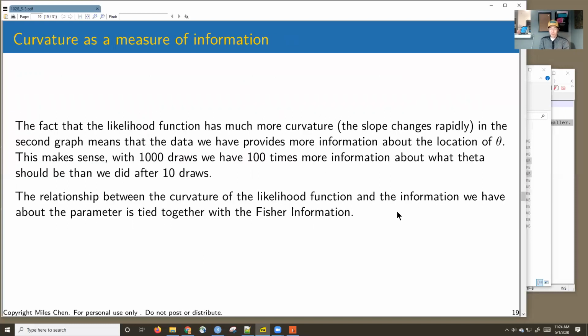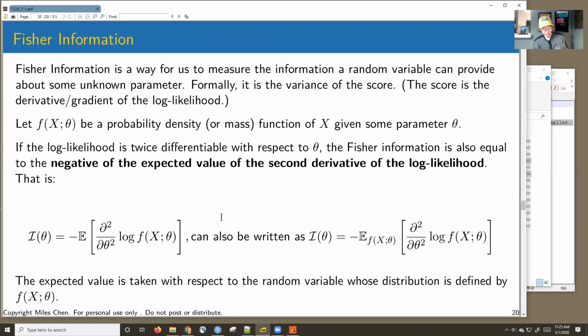All right, and so the idea that the slope changes rapidly tells us that the data that we have provides a lot more information about the location of theta. And specifically with 1,000 draws, we have 100 times more information about what theta should be than what we did after only 10 draws, okay? And so the relationship between the curvature of the likelihood function and the information we have can be tied together in what we call the Fisher information. I know you guys learned, or at least should have learned, a little bit about Fisher information in your 100B class.